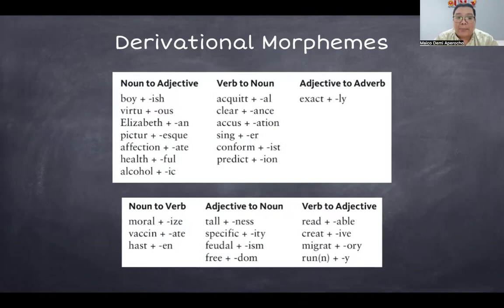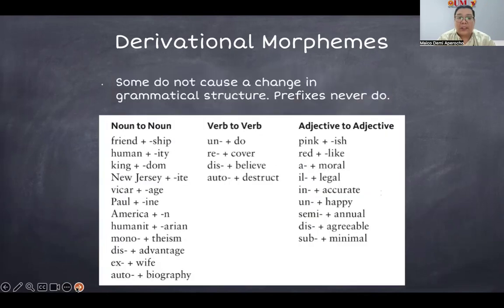Okay, so some more examples of derivational morphemes showing the processes that change from noun to adjective, from verb to noun, from adjective to adverb, from noun to verb, adjective to noun, and verb to adjective. So all the affixes attached to the stem or the root are all examples of derivational morphemes. So all you have to remember when we talk about derivational morphemes is that when the part of speech of the root or the base changes to another part of speech, then the affix that you are attaching to the base can be considered a derivational morpheme. Okay, I hope that one is clear.